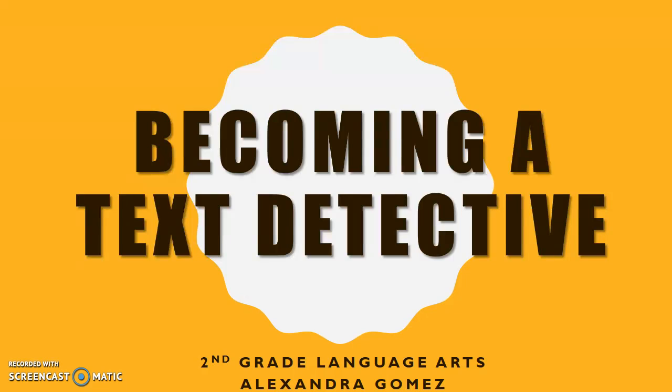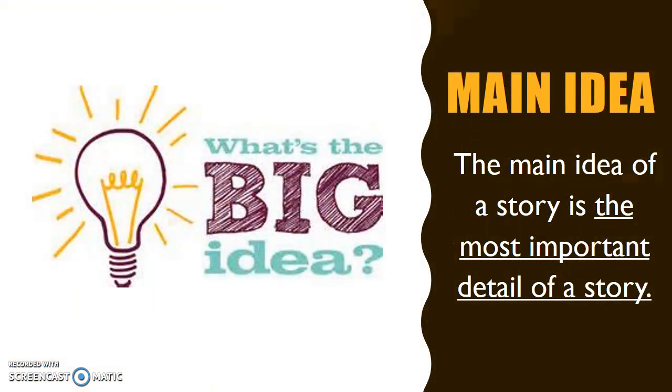Hello, second graders. Today we're going to talk about becoming a text detective, and that means knowing and learning everything you need to know about reading and comprehending a text. Now, one of the biggest parts of a story is the main idea. The main idea is the most important detail of a story, and it's normally a message from the author.